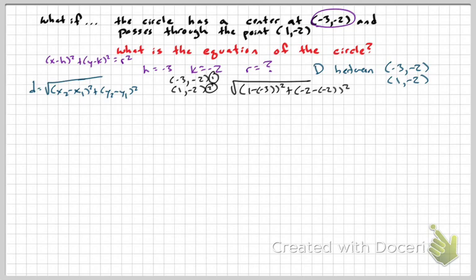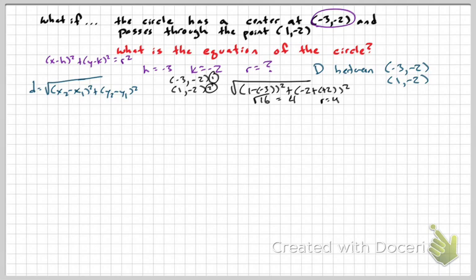1 minus negative 3 is 1 plus 3, that's 4, so that's 16. Negative 2 minus negative 2, that's adding, that's 0. So 0 squared is 0. So our radical 16 is what we're left with, so our radius equals 4. So our distance between negative 3, negative 2, and 1, negative 2 is 4. So our radius is 4.